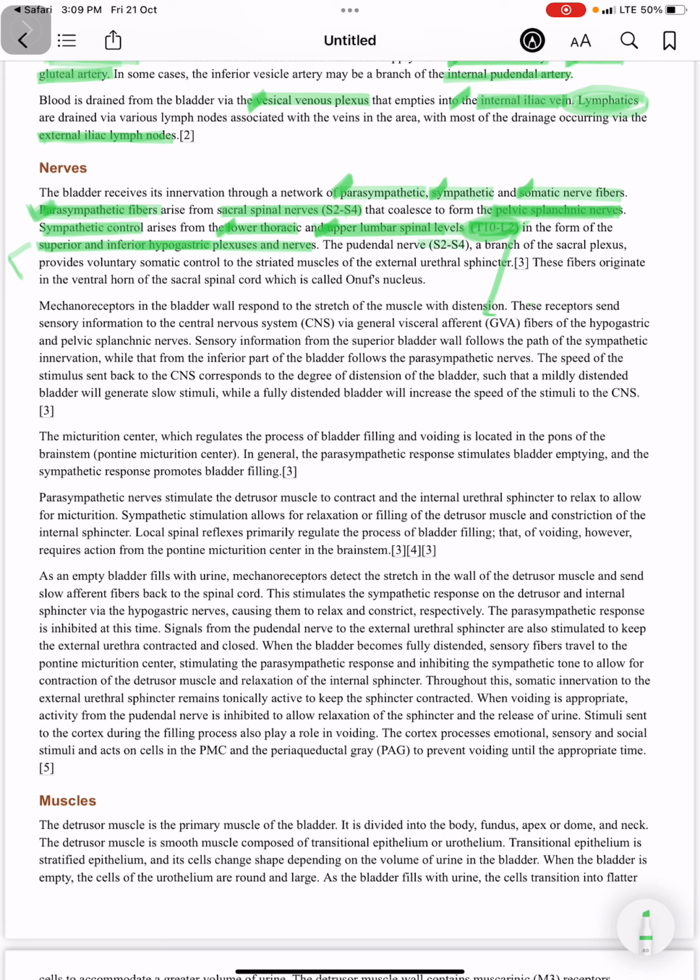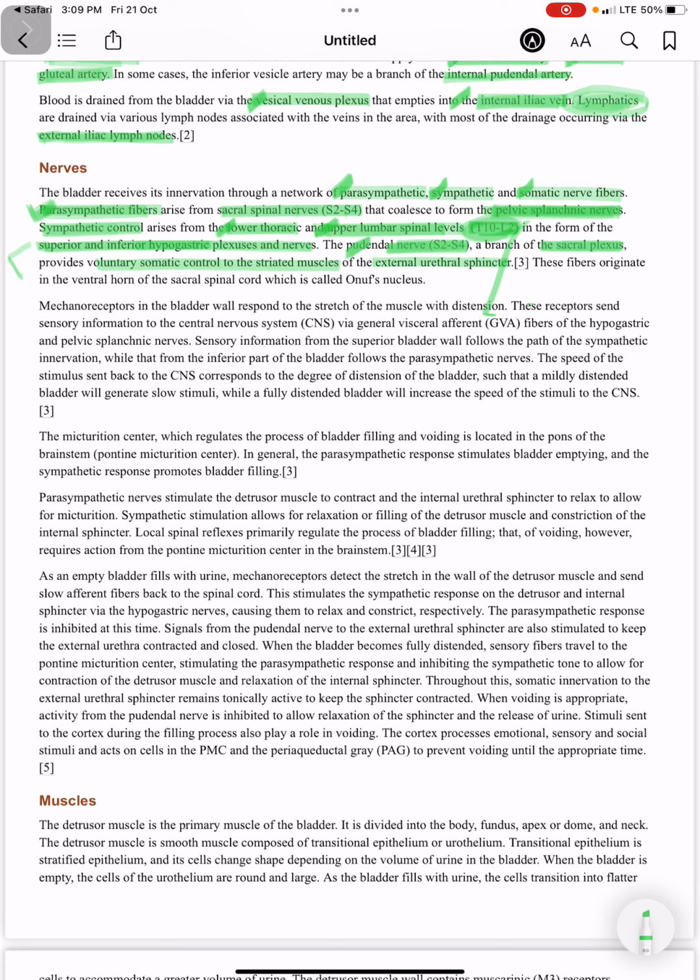The pudendal nerve, S2 to S4, is a branch of the sacral plexus. Which branch of the sacral plexus is innervating the bladder? The pudendal nerve, S2 to S4. It provides voluntary somatic control to the striated muscles of the external urethral sphincter.